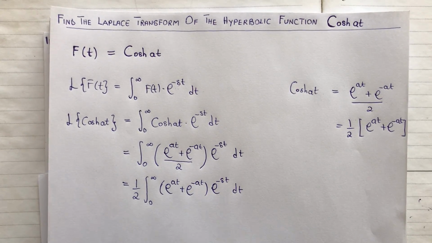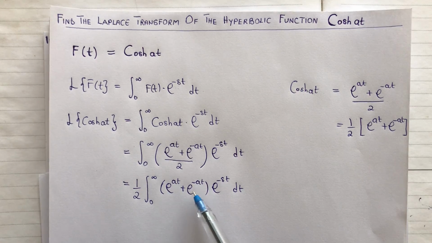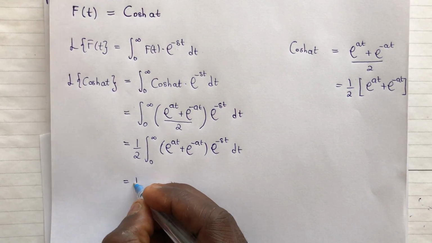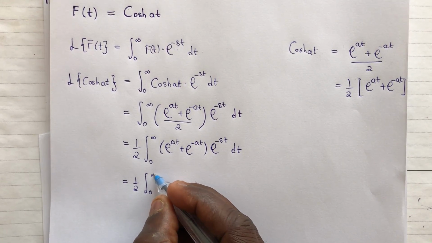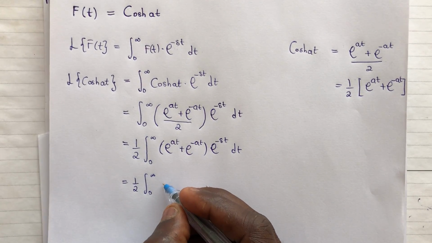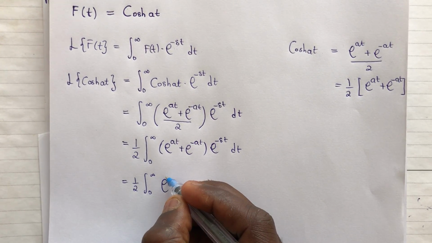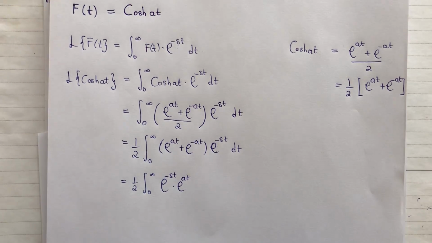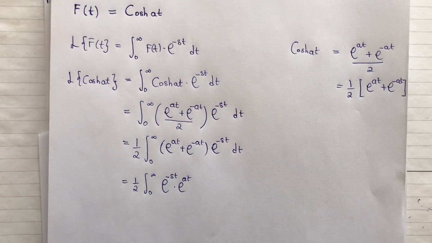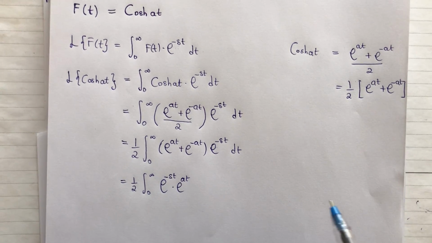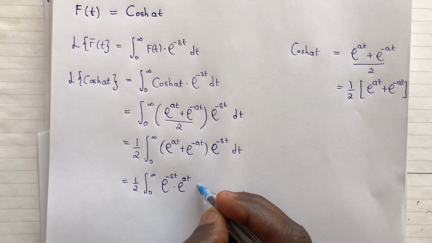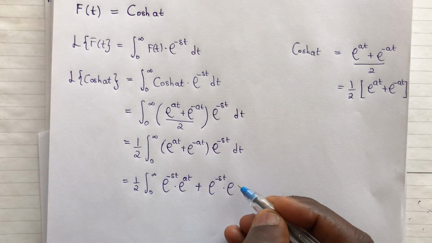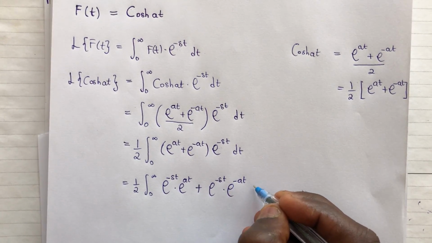Okay, so now we have a linear function. We use this to multiply this and that. Then we expand and we integrate. Okay, so we are having 1 over 2 integral from 0 to infinity. This time we are having e to the power negative st times e to the power at. Okay, this time I just decided to write e to the power negative st first. It doesn't change anything. Multiplication is commutative. Okay, so from here plus, this time we have e to the power minus st times e to the power minus at dt.